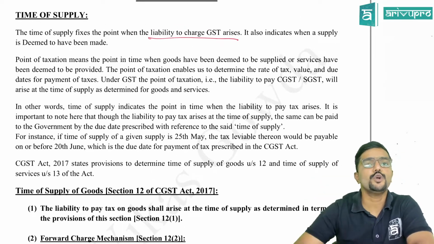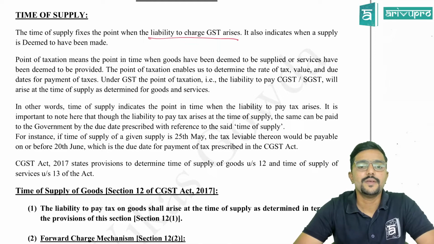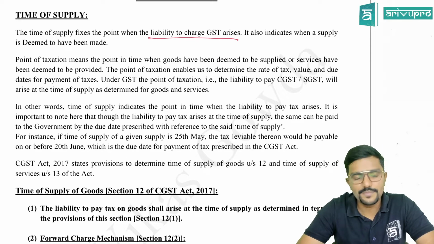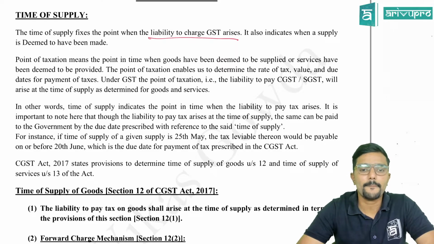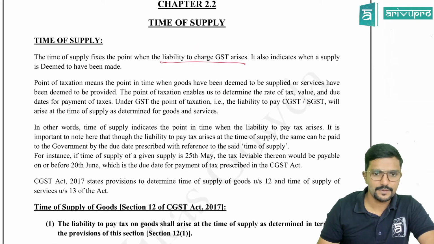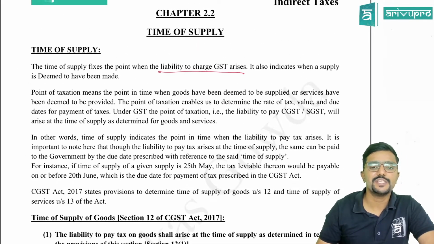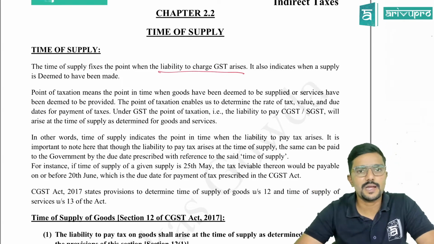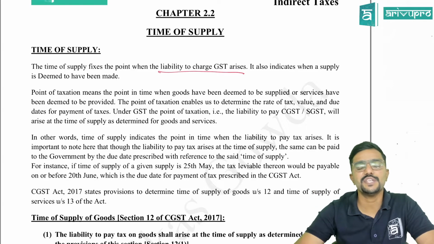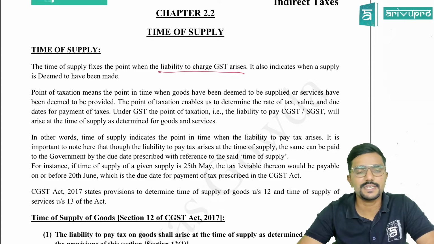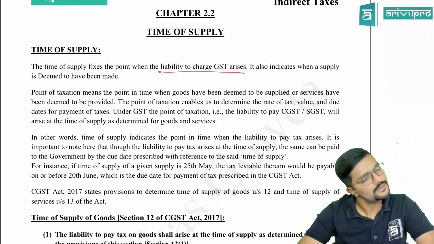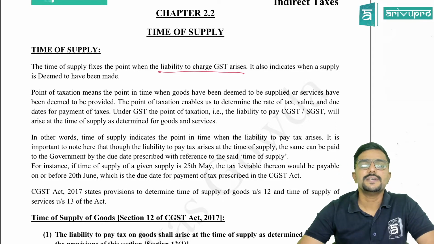So come to the notebook, guys. At the beginning of your notebook where you have written section numbers, come there. I will make you write the sections we would be covering in this chapter. In this chapter, we would be covering 3 sections. So come to the CGST Act.